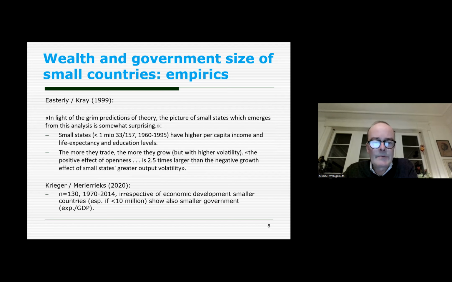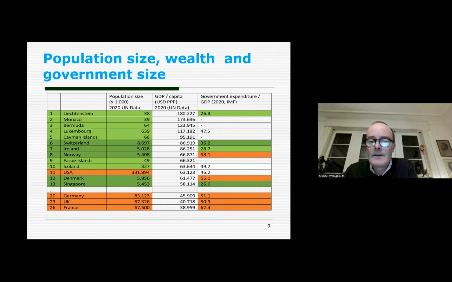Tom Krieger, who's also a member of our network, published a very recent paper where he looked at 130 different countries over a long time period. And he showed that also the public good production argument is not quite valid, and that smaller states also have smaller government in terms of government expenditure in relation to GDP. So they even are more likely to be small governments.